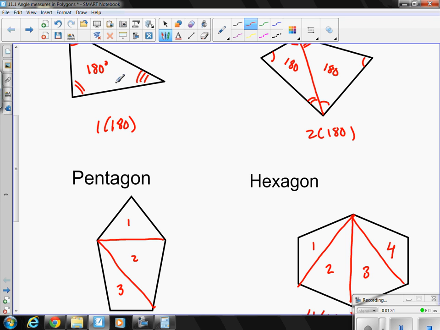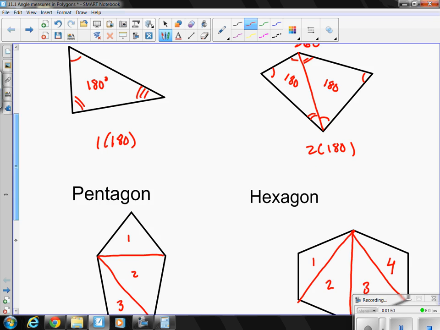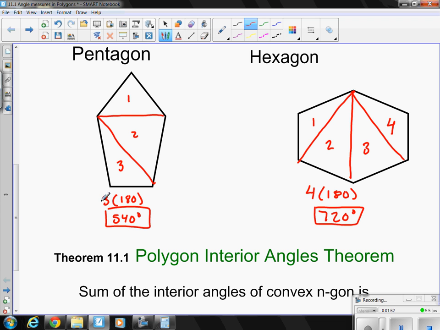So if we wanted to figure out the sum of the interior angles for any polygon, notice the connection between the number of sides, this has 3 sides, 4 sides, and the number we're multiplying 180 by. Number of sides minus 2 will tell us this number. 5 sides, if I took 2 away from it, 3 times 180. Taking 2 away tells the number of triangles.